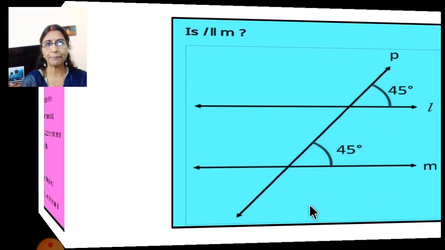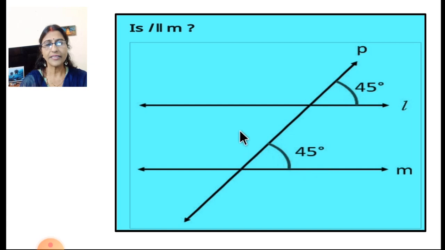Now one more example. Here also these are the two lines L and M, and this is the transversal P, and these two are the angles. Both measure 45 degrees. Now you know these two angles are corresponding to each other. So they are corresponding angles. And now the question is, we have to find out, is L parallel to M?